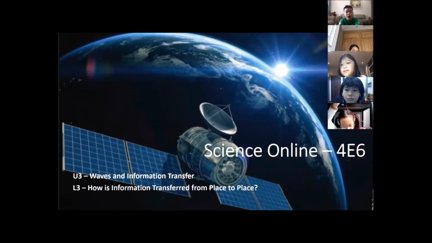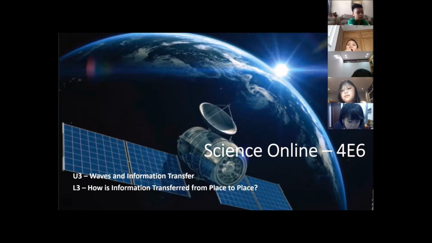We've been learning about how information is transferred from place to place. Yesterday we had a look at how computers work, and the day before we looked at how a computer processes information in itself. Today we're going to have a look at how it transfers information to other computers. So we're going to have a little look at the internet as a video.